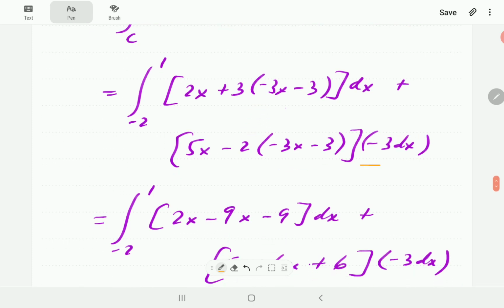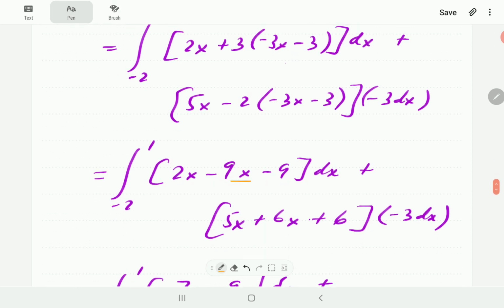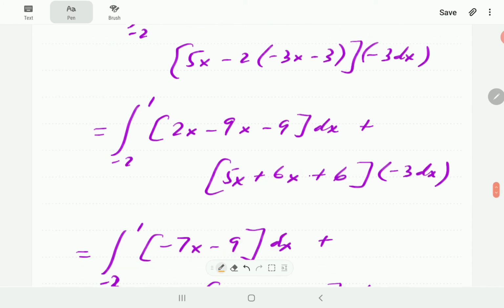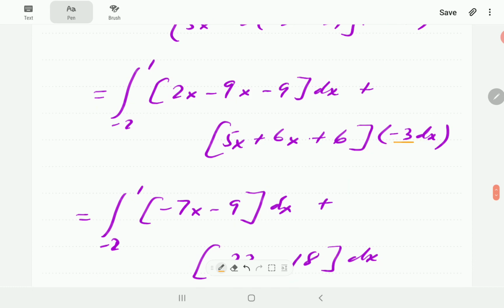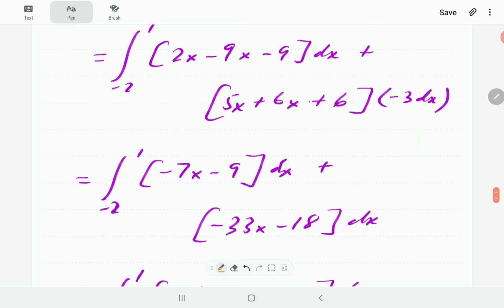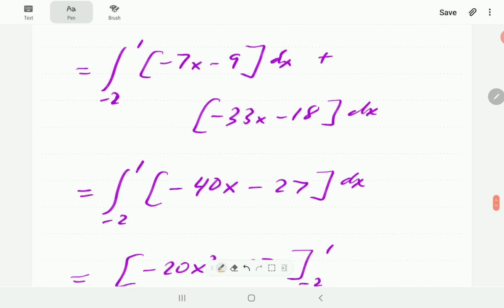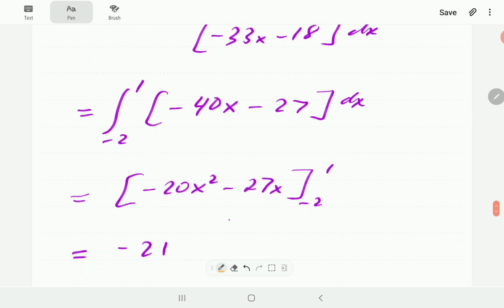Then if we remove brackets, first set of brackets works out to 2x minus 9x minus 9. Second set of brackets is going to be 5x plus 6x plus 6. We still have this one here, and then if we multiply through, this is going to be 11 times 3. It's going to be -33. There's going to be that. And then we combine these two. And now we can integrate. If we plug these, we find that the work done is -21.